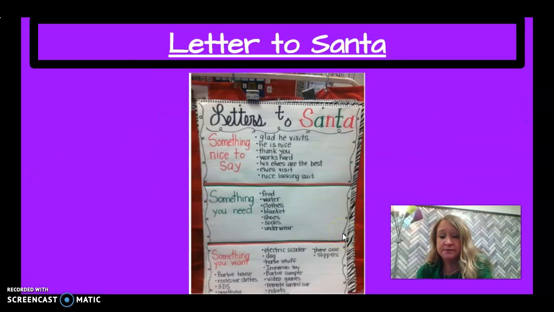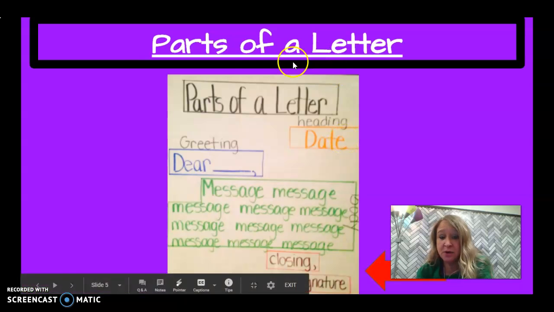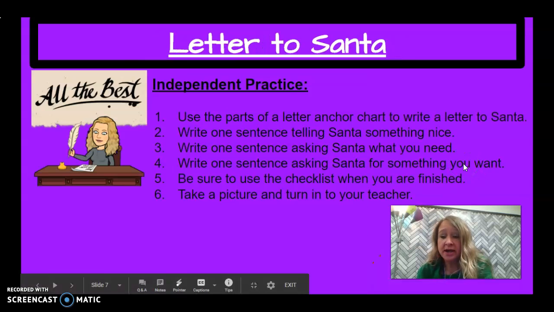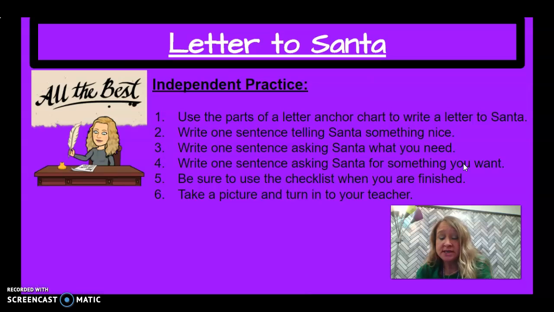Okay, so now what you're going to do is use the parts of a letter that we just talked about right here. These parts of a letter right here, the date, the greeting, the body, the closing, and the signature, to write a letter to Santa. You're going to write one sentence telling Santa something nice, write one sentence asking Santa what you need, and then write one sentence asking Santa for something you want. If Santa is not who you want to write a letter to, then you may write a letter to somebody else. Then you're going to be sure to use the checklist when you are finished and take a picture and turn it in to your teacher.